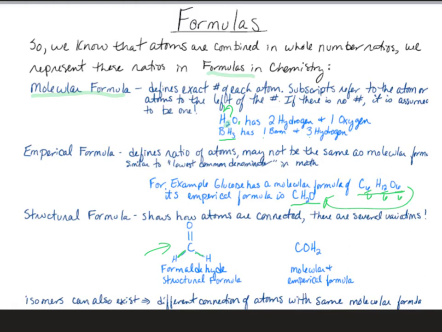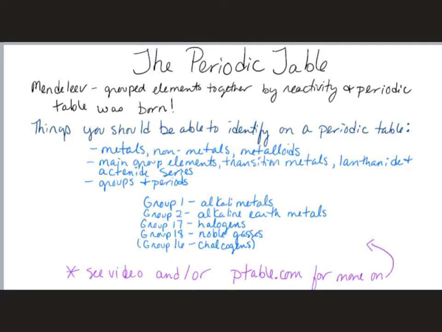Both its molecular and empirical formula is simply COH2. And the reason why those two are the same is simply because it cannot be reduced further, right? We can't divide everything by 2 and still end up with a whole number for each of our atoms. You should realize that isomers are things that can also exist, and these are different connections of atoms with the same molecular formula.